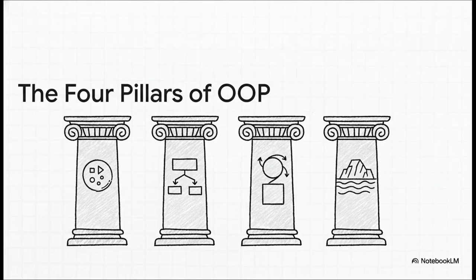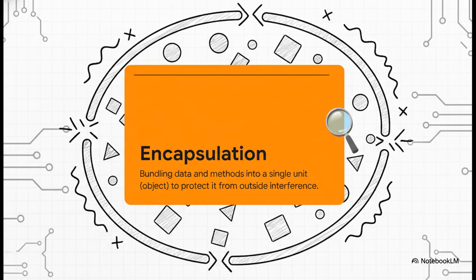There are 4 main pillars you absolutely have to know. They're a fantastic way to think about organizing your code. They are encapsulation, inheritance, polymorphism, and abstraction. So let's take a super quick look at what each one brings to the table. First up, we've got encapsulation. The easiest way to think about this is like one of those medicine capsules.